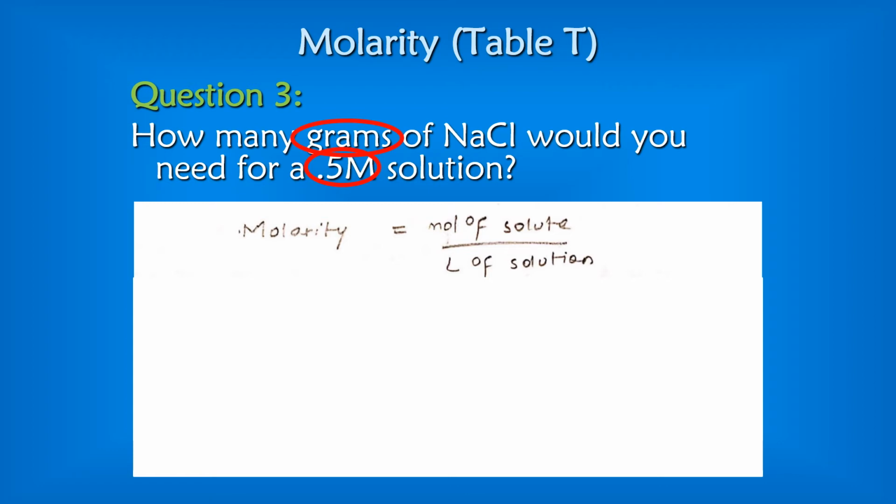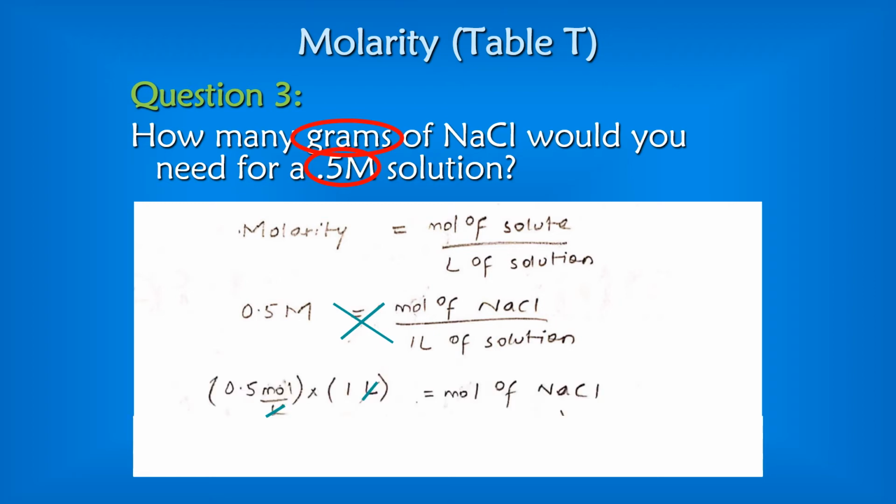So let's do that. Let's plug in the numbers. We've got molarity of 0.5 molars and volume of 1 liter. We'll do the cross multiplication. That way we get the moles of sodium chloride on one side, and we get 0.5 molar, which is moles per liter, times 1 liter. Liters cancel out. And then we just do the math. We get 0.5 moles of sodium chloride.